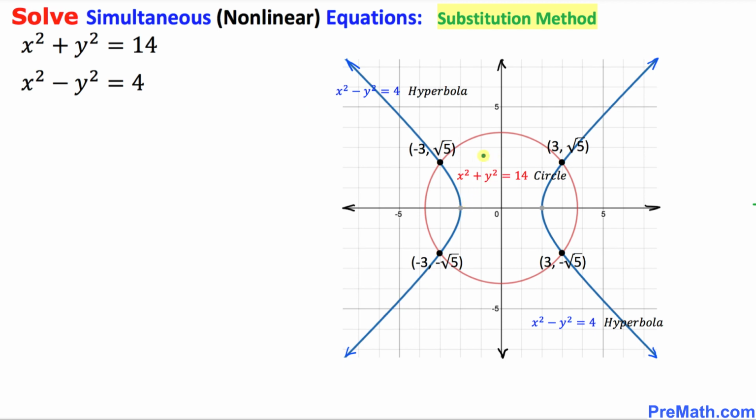The red one, this circle, is represented by x squared plus y squared equal to 14, and the other one, x squared minus y squared equal to 4, is a hyperbola. As you can see, these two graphs intersect at 4 different points. The one that I'm going to show you by circling it, the first one is this one, second one is this, third and fourth. So these are going to be our solution points. And now I will show you how to solve these simultaneous equations algebraically.